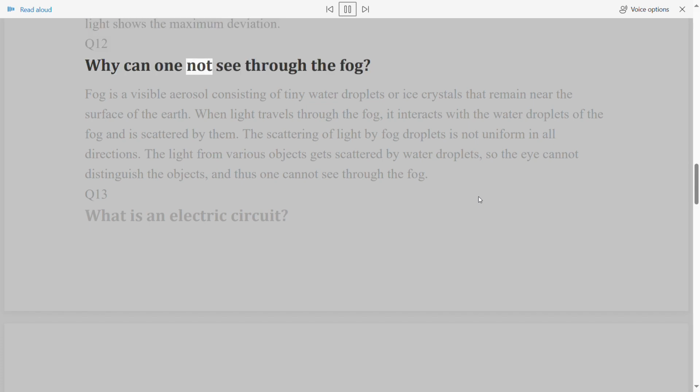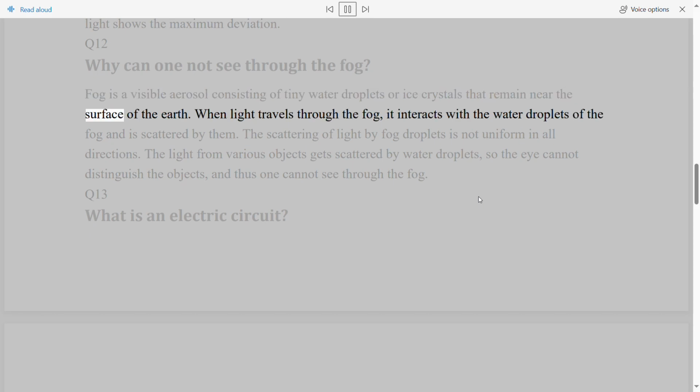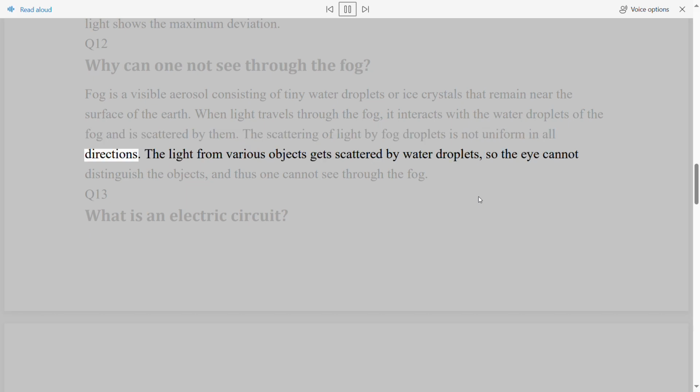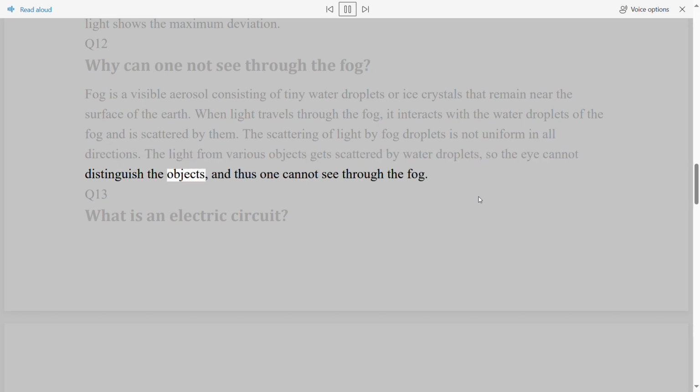Q12. Why can one not see through the fog? Fog is a visible aerosol consisting of tiny water droplets or ice crystals that remain near the surface of the earth. When light travels through the fog, it interacts with the water droplets of the fog and is scattered by them. The scattering of light by fog droplets is not uniform in all directions. The light from various objects gets scattered by water droplets, so the eye cannot distinguish the objects, and thus one cannot see through the fog.